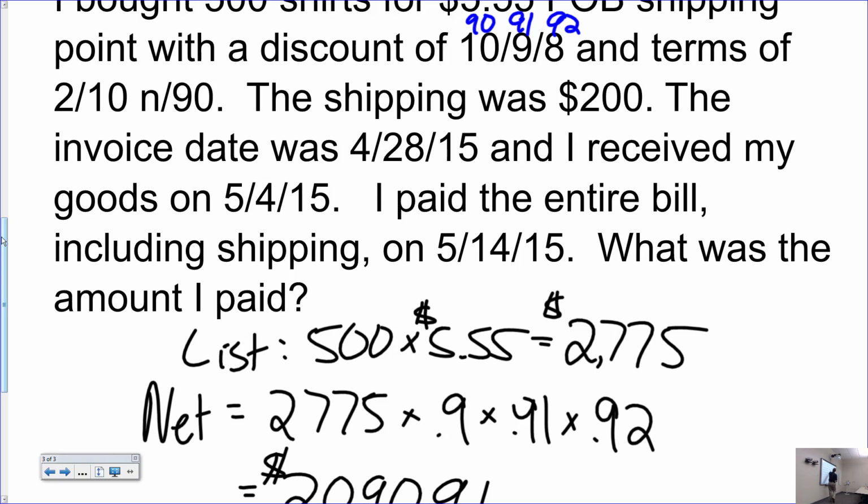The invoice date was April 28th. I received my goods on May 4th. I pay my goods on May 14th. What kind of a discount do I get? Which date am I using, folks?